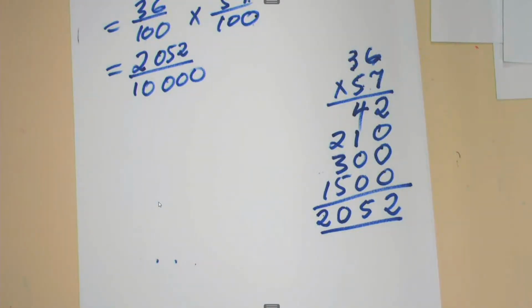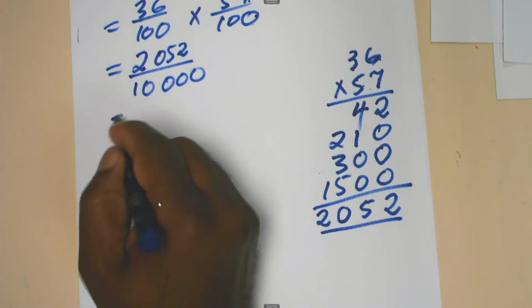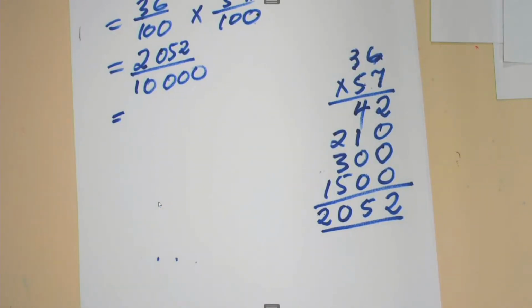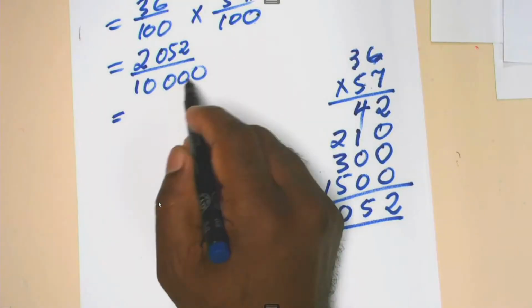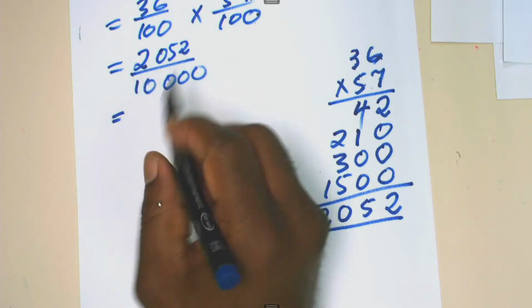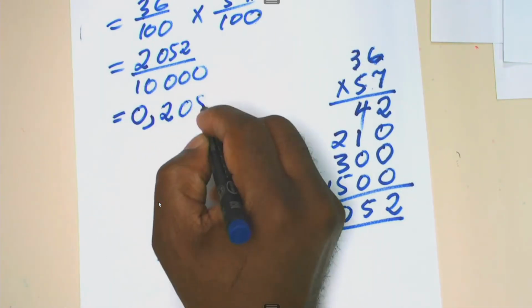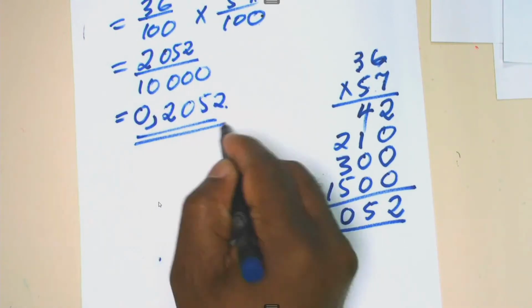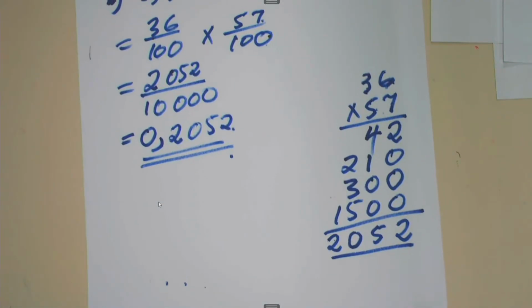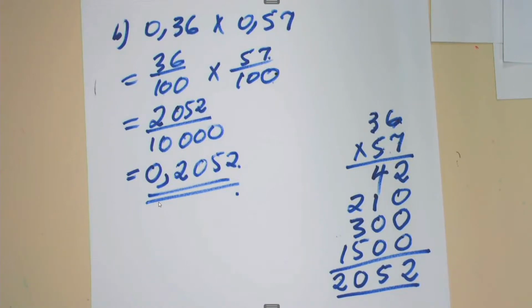How is it? Very good. Ne? And then 2052 10,000ths is going to give me what? 4 decimals after a comma is going to give me 0,2052. So you should not be challenged. Ne? You should not be challenged by anything.